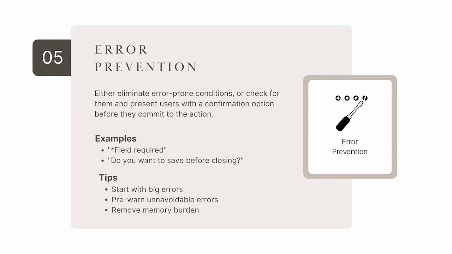You want to start with big errors and pre-warn any unavoidable errors or any recurring errors, and remove memory burden. So that just means don't expect a user, once they've done it once, to remember that that's what's going to happen. I mean, how many times have you closed off Word and gone, I need to save that?